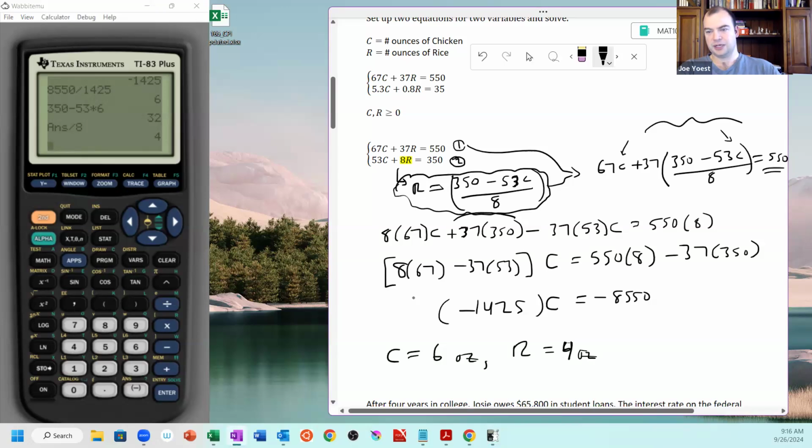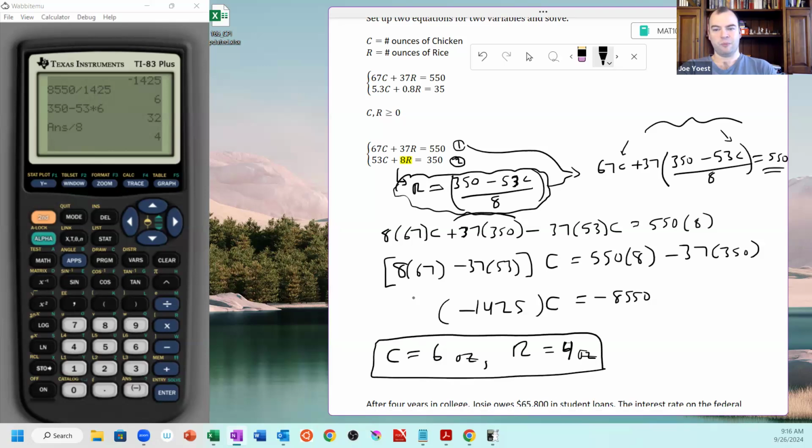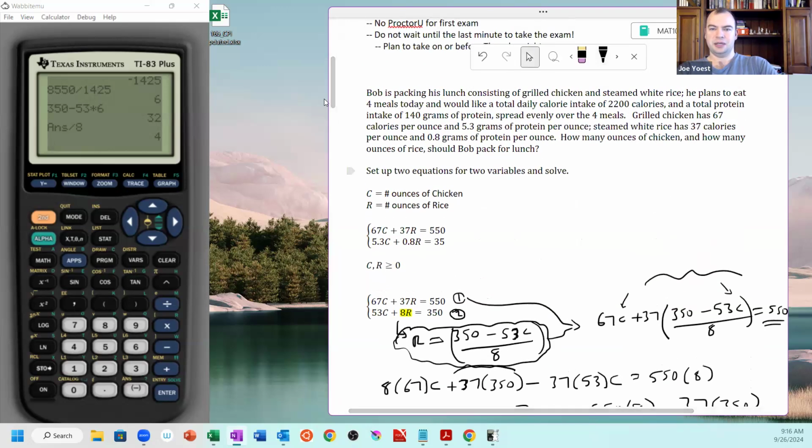Let's say 4, not a 9. 4 ounces of rice. So 6 ounces of chicken, 4 ounces of rice would get us this goal here. Any questions on that?